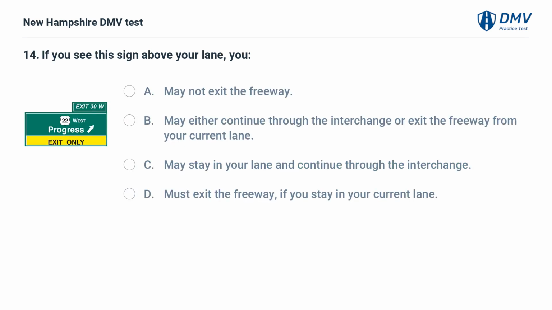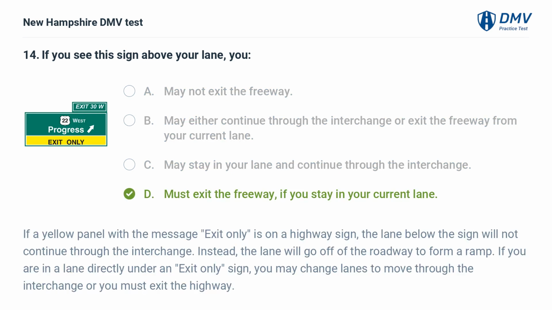If you see this sign above your lane, you A. May not exit the freeway. B. May either continue through the interchange or exit the freeway from your current lane. C. May stay in your lane and continue through the interchange. D. Must exit the freeway, if you stay in your current lane.